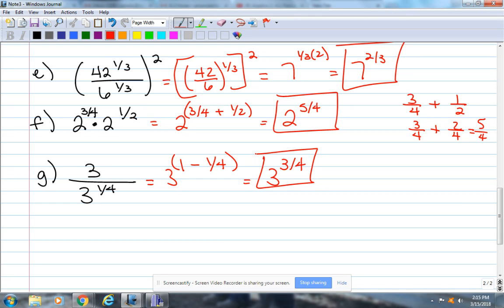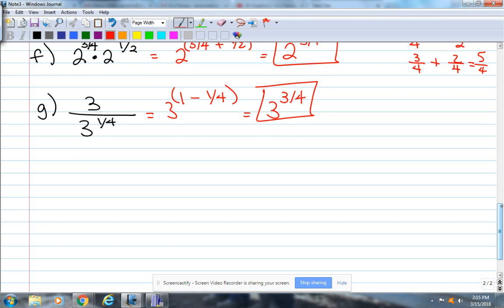Let me see. Let's do a complicated one. See if y'all remember how to do it. We did do one similar. See if y'all can tell me. Parentheses, 20 to the 1/2 divided by 5 to the 1/2, all cubed.